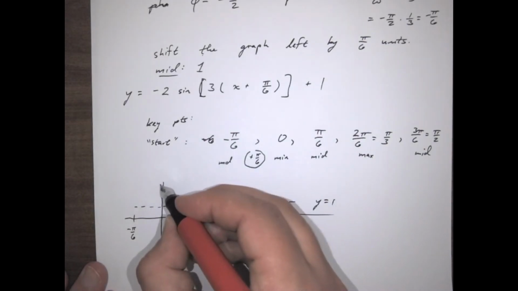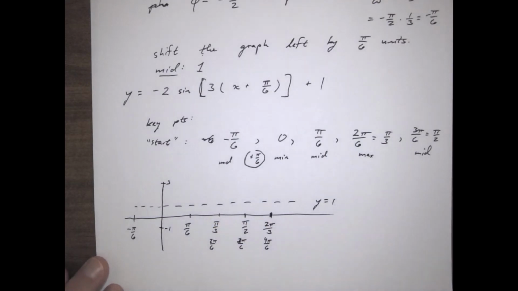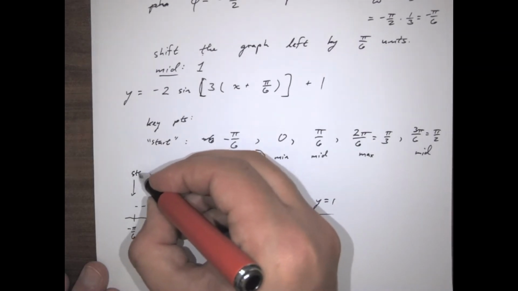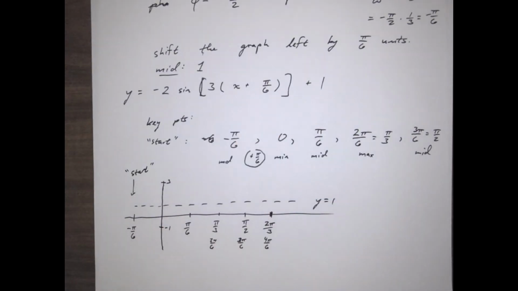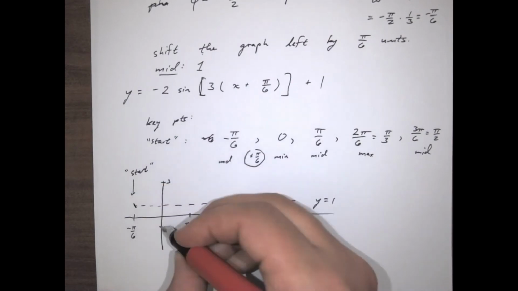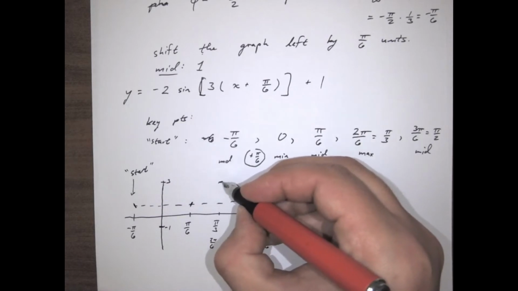Okay, now the amplitude is 2, which means it goes up 2 units and down 2 units from that midline. So that would put us at a maximum of 3, a minimum of -1, and the midline is, of course, +1. So this is the starting point. Now, periodic functions don't actually start anywhere. They go infinitely far in every direction. It's just the start, as in where we will be beginning the sequence of key points for our purposes.